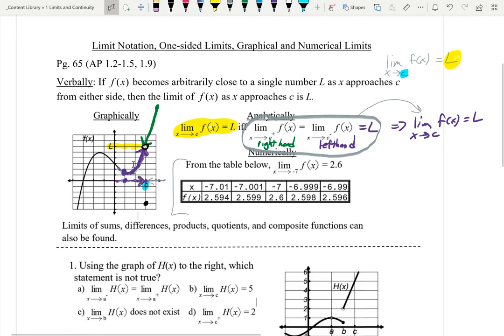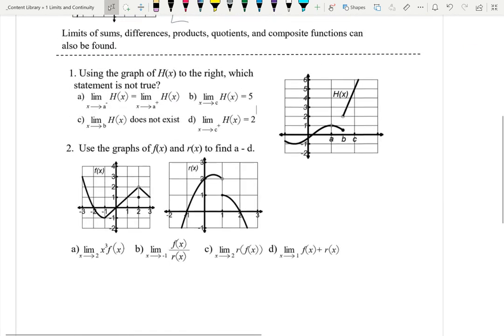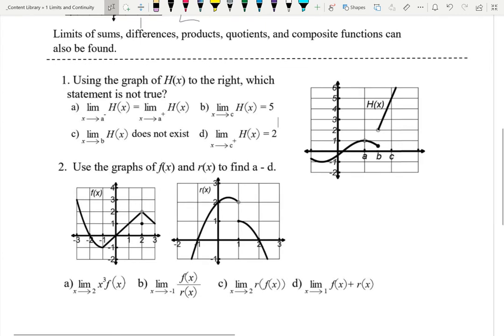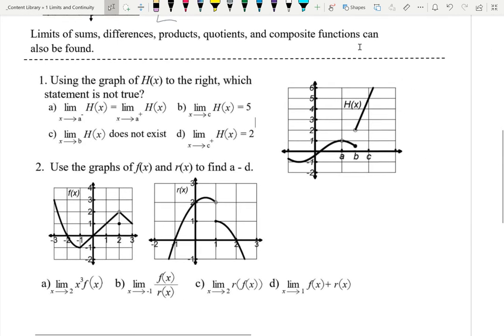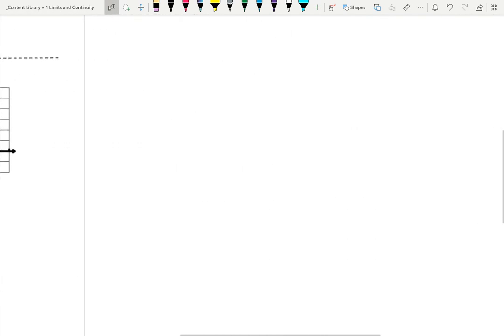The limit from the left is still L, because I'm still getting closer and closer to L from the left-hand side. The limit from the right is still L, because I'm still getting closer and closer. Limits are never about what's happening at the x value. They're only about what is happening as you approach. All right, so let's just look at a couple of examples here. Number one, here's the graph of a function h of x.